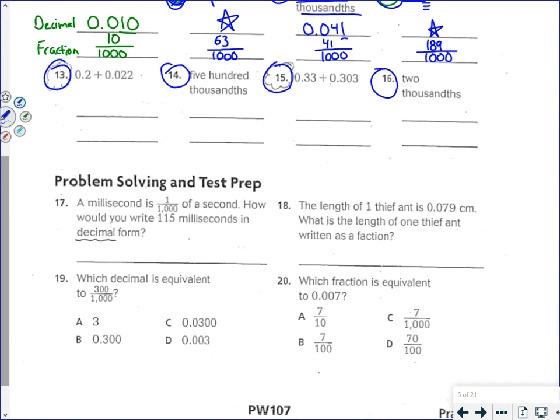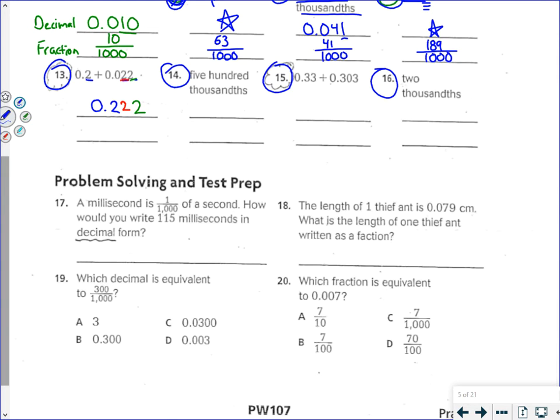Okay, so we have 0.2 plus 0.02 plus 0.002. Notice how these are different place values, right? So what we have to do is we go 0.2, check our hundredths place value. That's going to be 2 as well. And check our thousandths place value. That's going to be 2 as well. So that's our number.